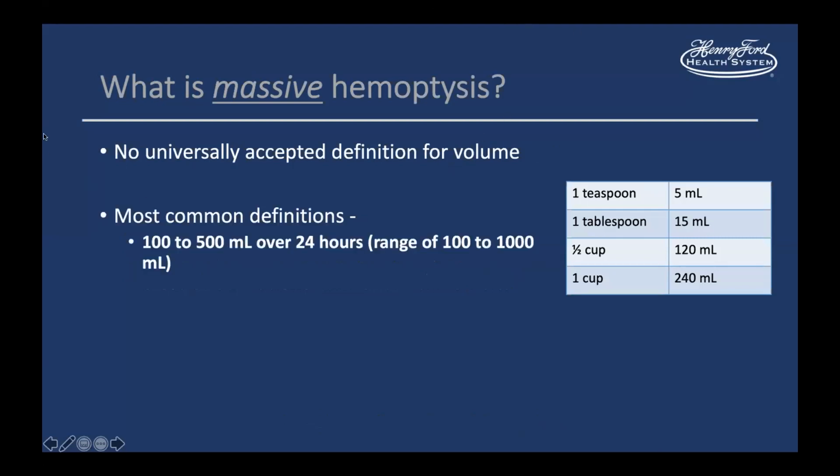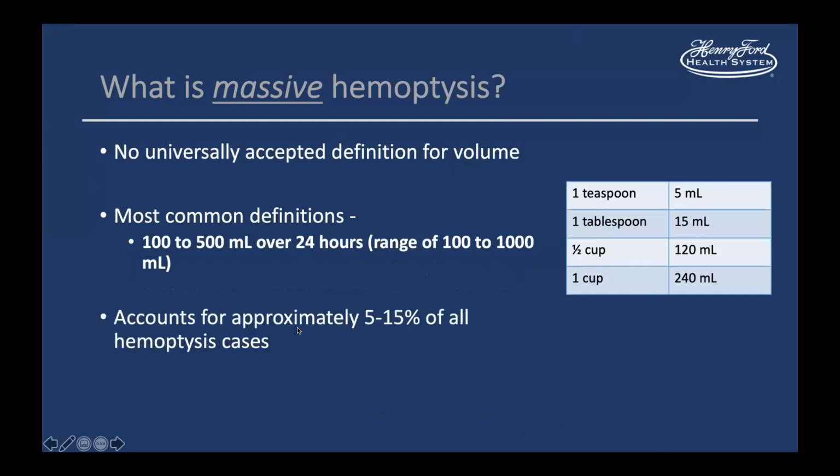What is defined as massive hemoptysis? There isn't really a universally accepted definition for the volume. The most common definitions described in the literature range anywhere from 100 to 500 milliliters over 24 hours. However, you'll see descriptions of up to a liter. In the table on the right, for patients at least, we usually describe volume of hemoptysis in the context of teaspoon, tablespoon, or cups. Massive hemoptysis, anything basically from a half a cup to a cup, will cover most of them. And massive hemoptysis itself accounts for approximately 5 to 15% of all hemoptysis cases.